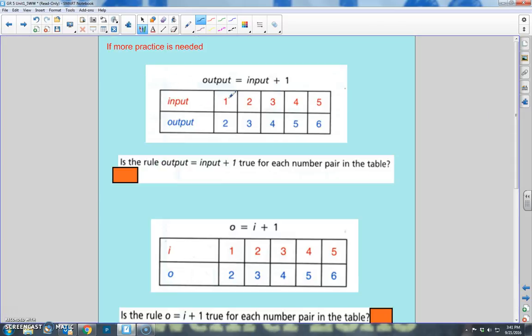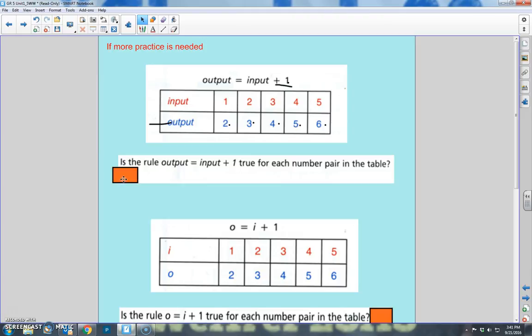Okay? So if we look, output equals input plus 1. Here's our rule, plus 1. 1 plus 1 is 2. 2 plus 1 is 3. 3 plus 1 is 4. 4 plus 1 is 5. 5 plus 1 is 6. Nice. Answer this question for me.